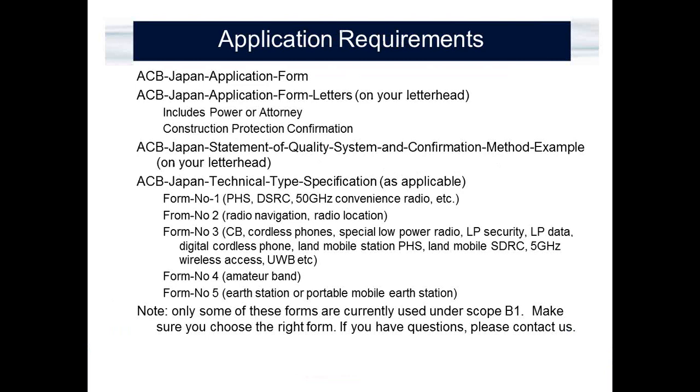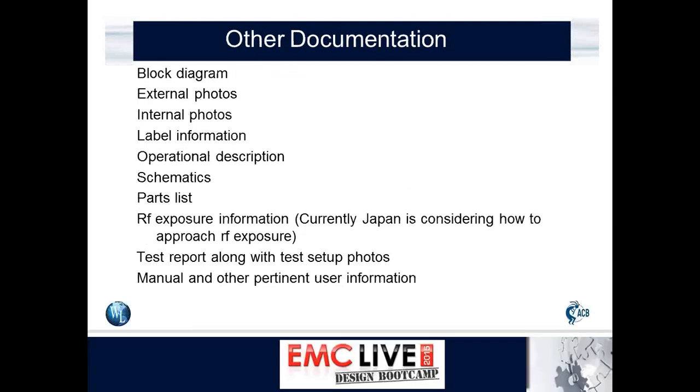The requirements for an application are similar to the requirements for FCC. There is a requirement for a quality system, which is one unique thing for Japan. And there are also requirements that the device cannot be tampered with or adjusted. The rest of the information that's applied with the certification includes photographs, labels, operational descriptions.